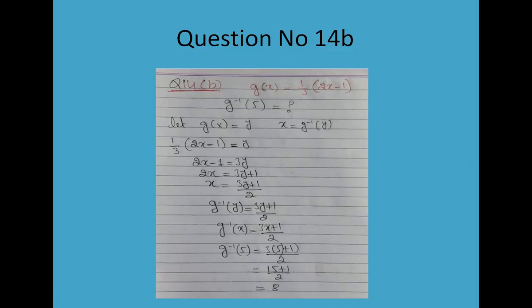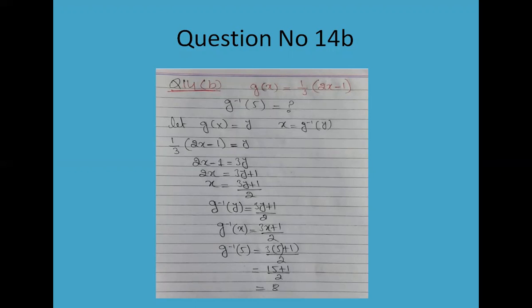So this 3 will go to the other side. It will multiply. So you will have 2x minus 1 equals 3y. Then you will have 2x equals 3y plus 1, and x will be equal to (3y plus 1) by 2. In the place of x, I will enter g inverse of y equals (3y plus 1) by 2. And g inverse of x will be equal to, we change the variable, (3x plus 1) by 2.